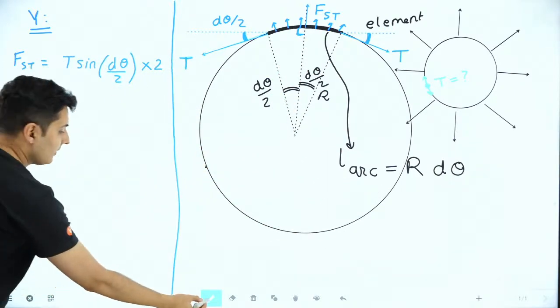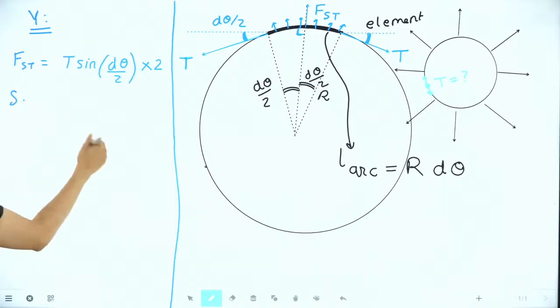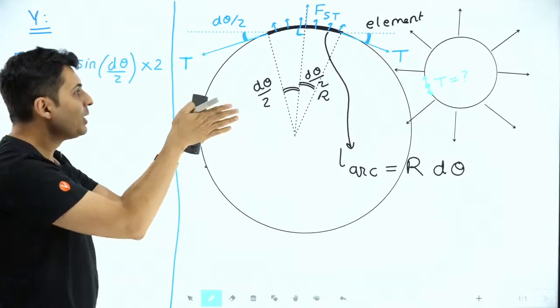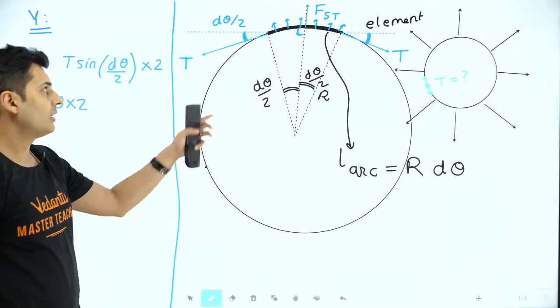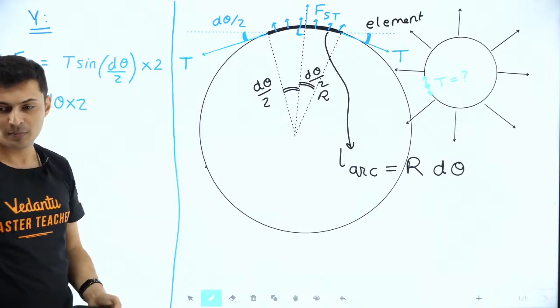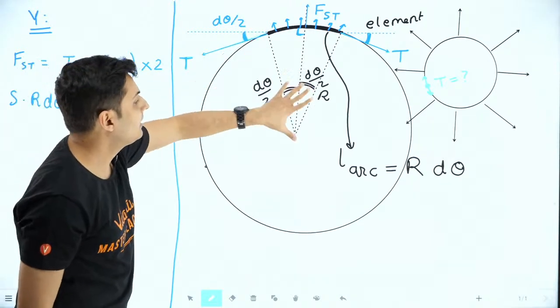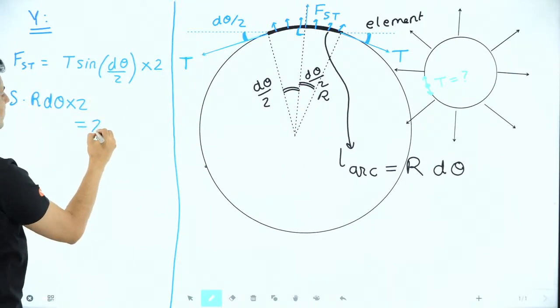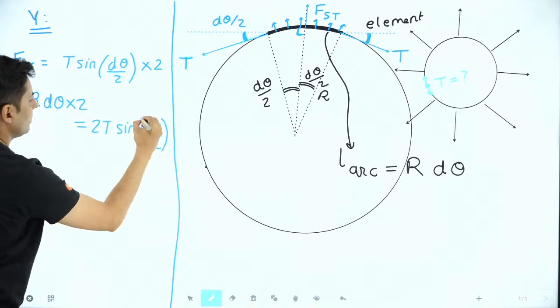Hence, what will be that force? That force will be S into the length of the arc, which is r d theta, but into 2. Be careful. Why has this 2 come? Because there are two surfaces, one in the front and one behind. Very, very important. Is there any doubt till here? Please ask. And this should be equal to T, or rather 2T sine d theta by 2. This is what I got.